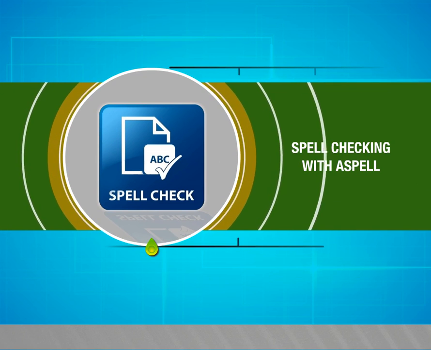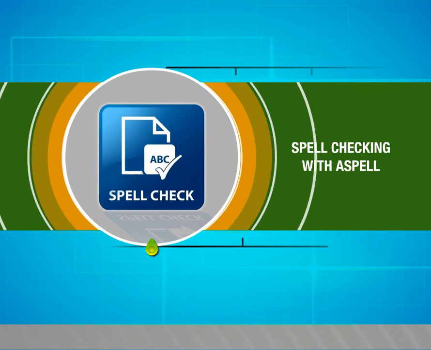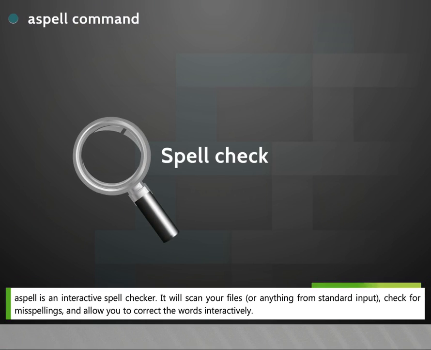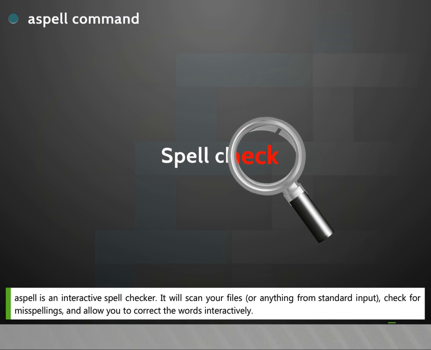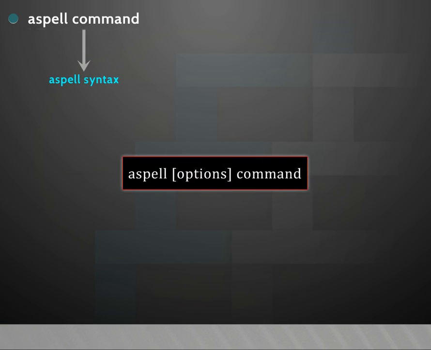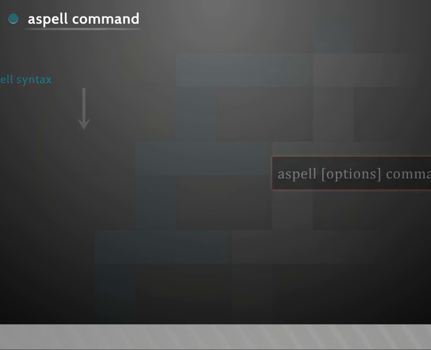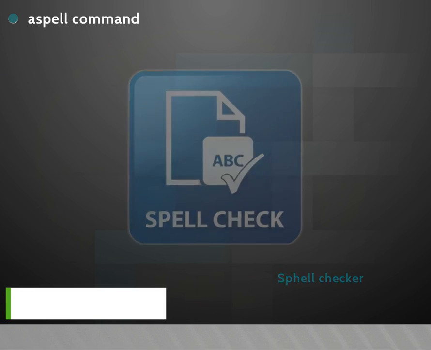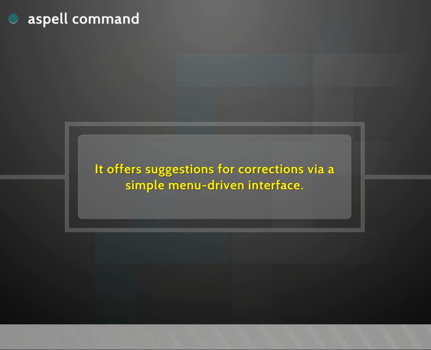Spell checking with aspell. In this video, we are going to see about spell checking with aspell. Aspell command. Aspell is an interactive spell checker. It will scan your files or anything from standard input, check for misspellings and allow you to correct the words interactively. Aspell syntax. It offers suggestions for corrections via a simple menu-driven interface.